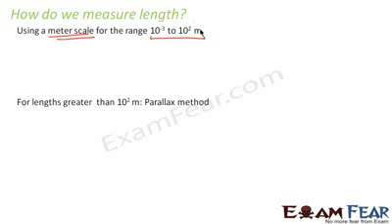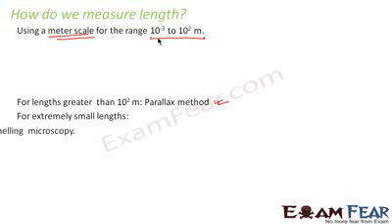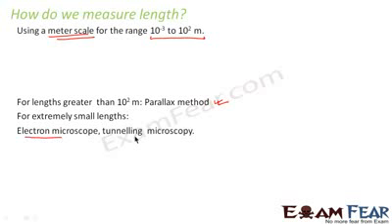Now for lengths which are outside this range, that means for lengths greater than 10 to the power 2 meters, we use a method called the parallax method. We will discuss this in detail. That means for very huge lengths, we use the parallax method. Similarly, for extremely small lengths, below the range of 10 to the power minus 3, we use methods like electron microscope or tunneling microscopy.